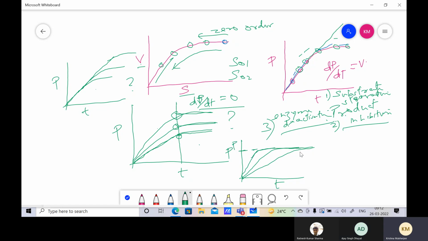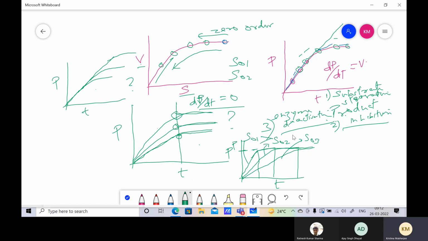Obviously, you will not get such a wonderful graph like this, but this is for conceptually or qualitatively understanding what is happening. They are all going to 0 at different times. Obviously, this is at an S0 1, which is higher than this S0 2, which is higher than this S0 3.